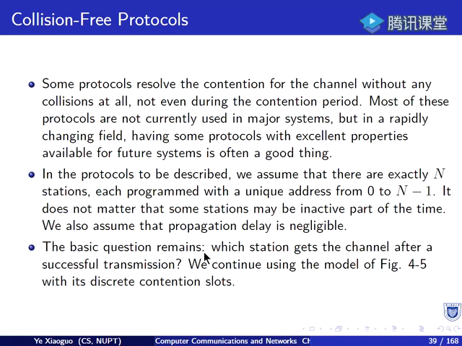The basic question remains: which station gets the channel after a successful transmission? Why do we have this question? Because the local area network is a contention system. Many stations, probably at the same time, are ready to transmit their frames, but which one can get the channel and have a successful transmission? That is the question. So we continue using the model of Figure 5 with its discrete contention slots.